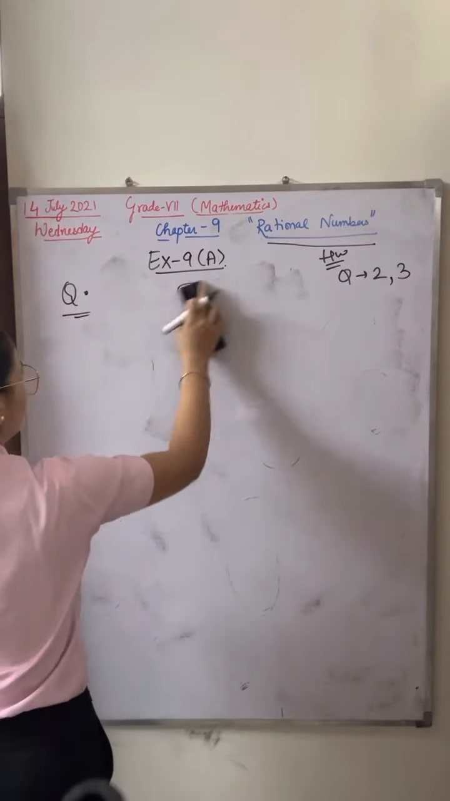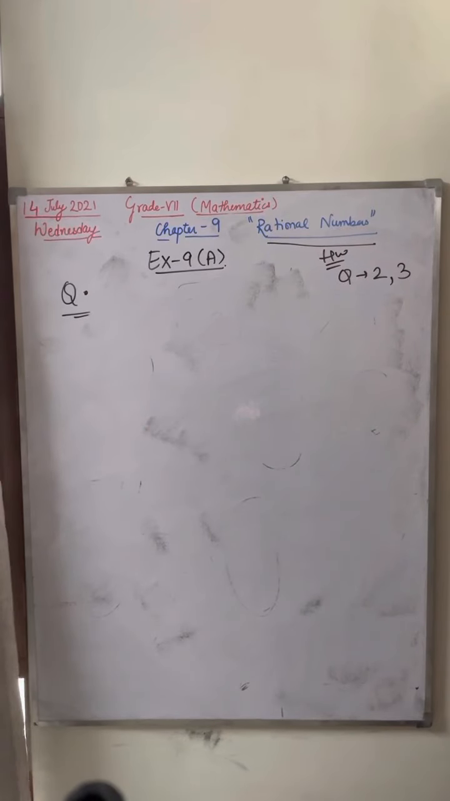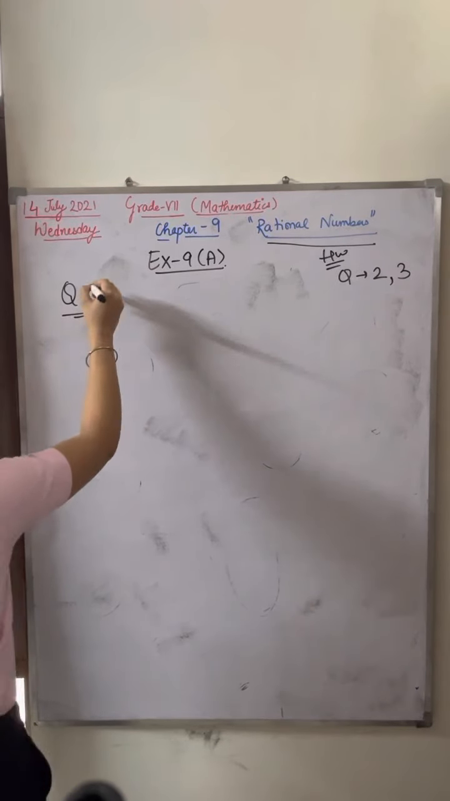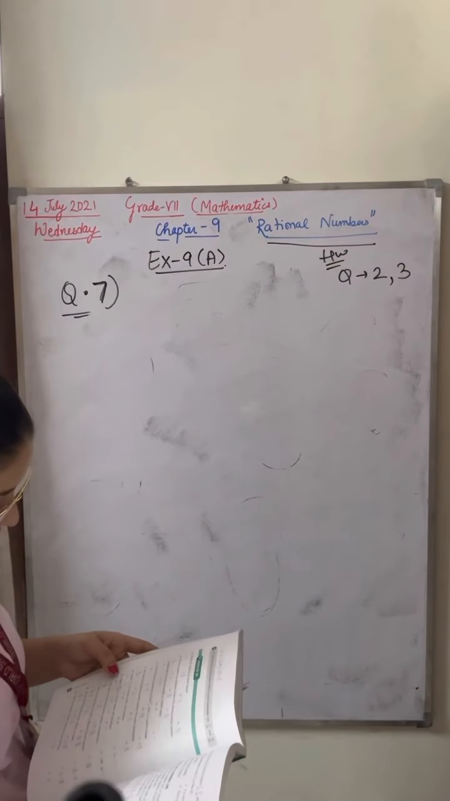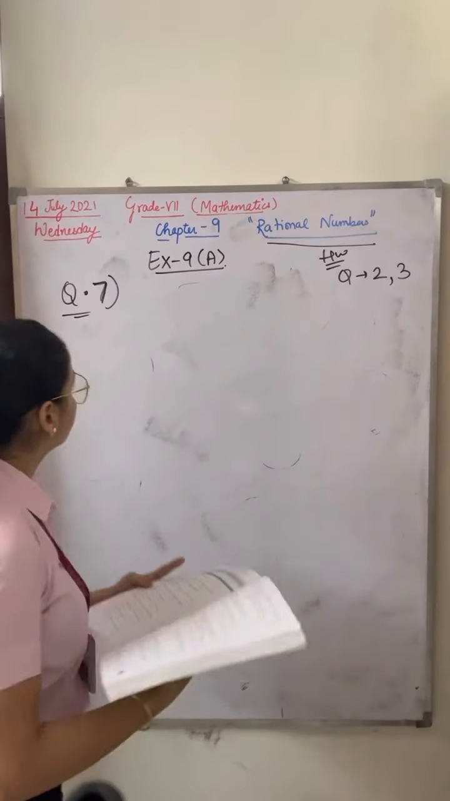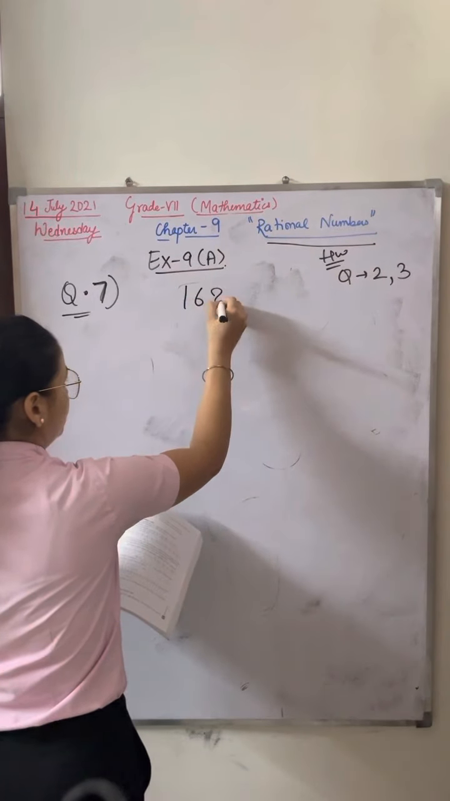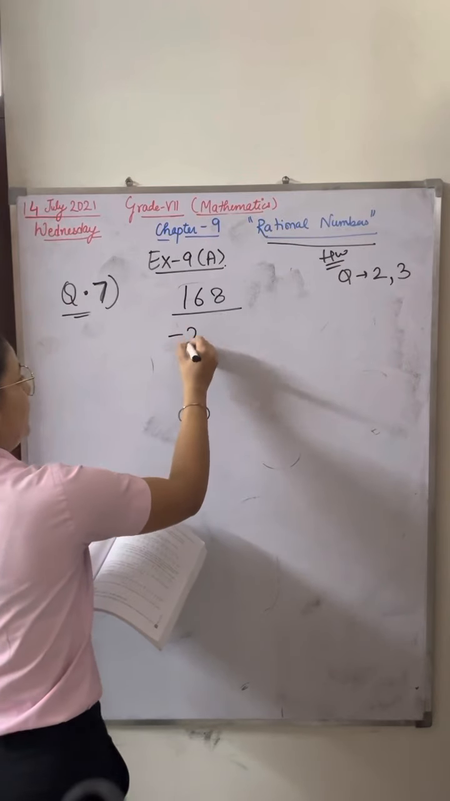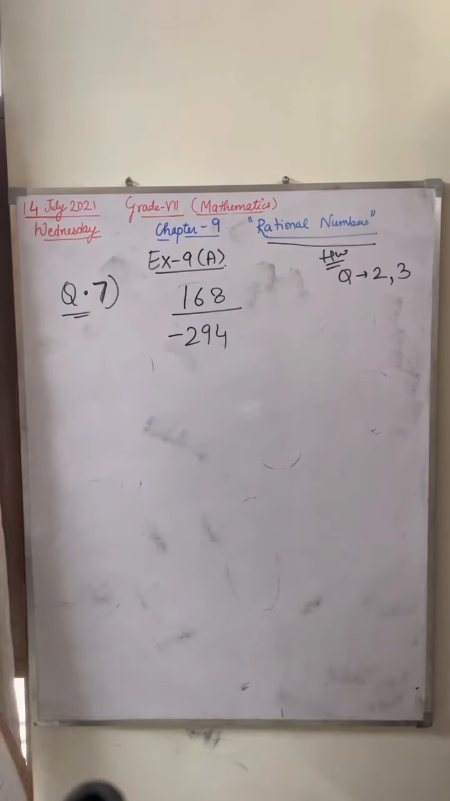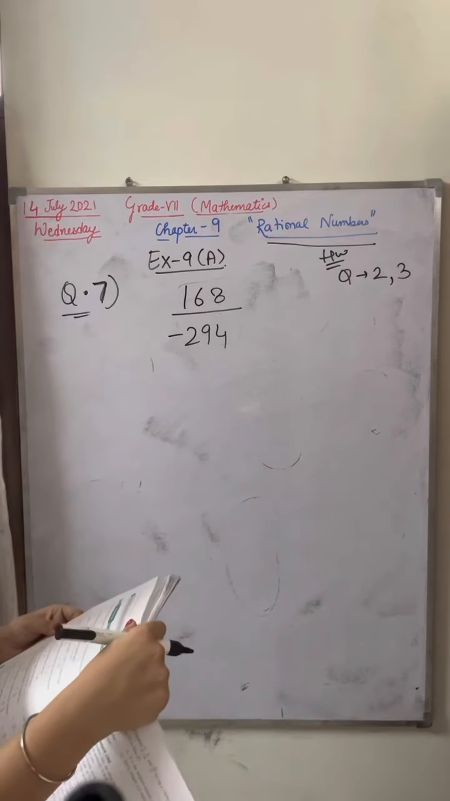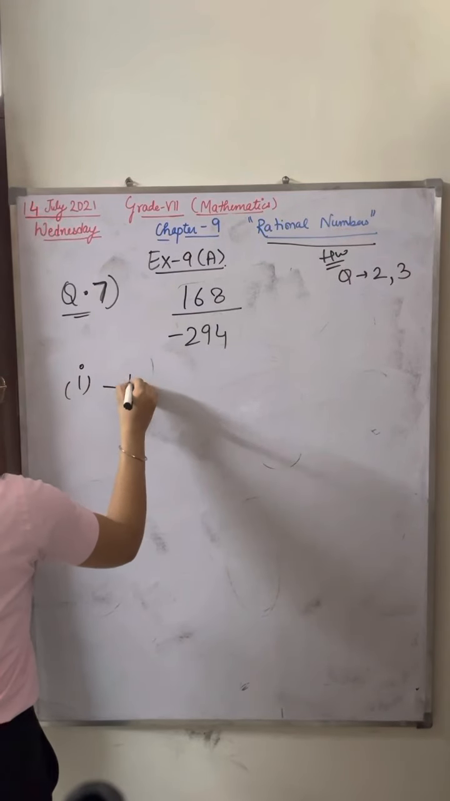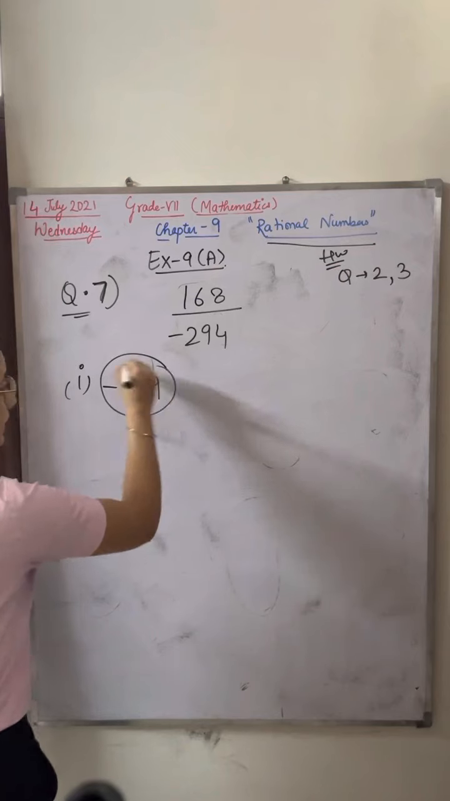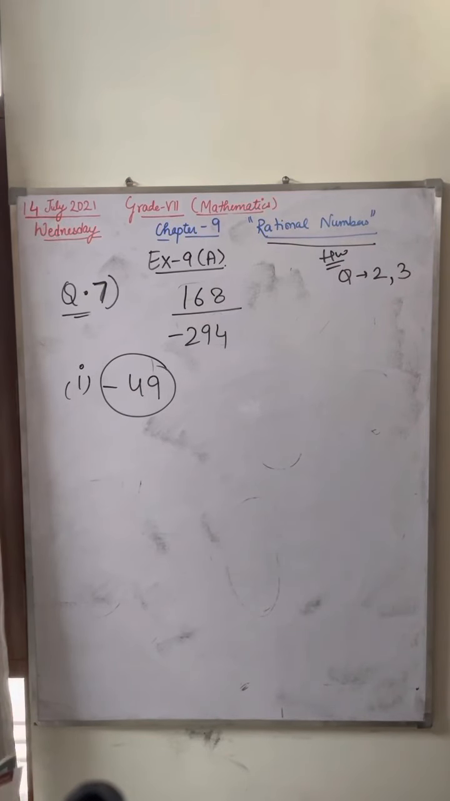So kindly look here. Now look at the board. Question 7. In question 7, they are saying to express 168 divided by minus 294. A number is given to you: 168 divided by minus 294. You have to make minus 49 in the denominator.